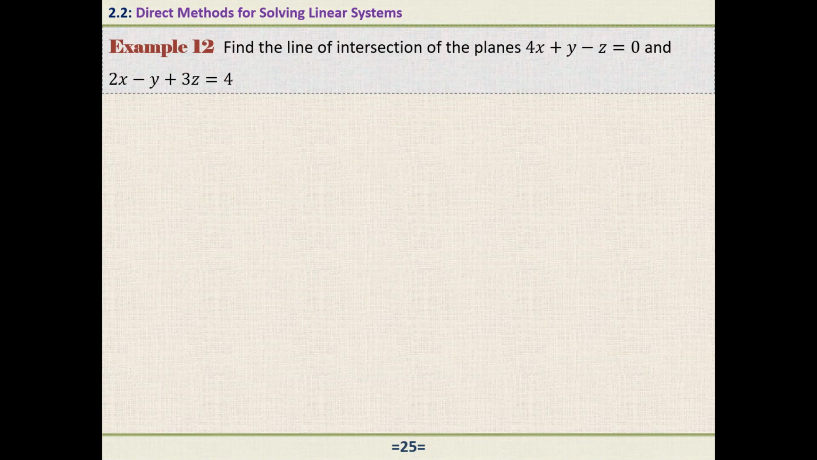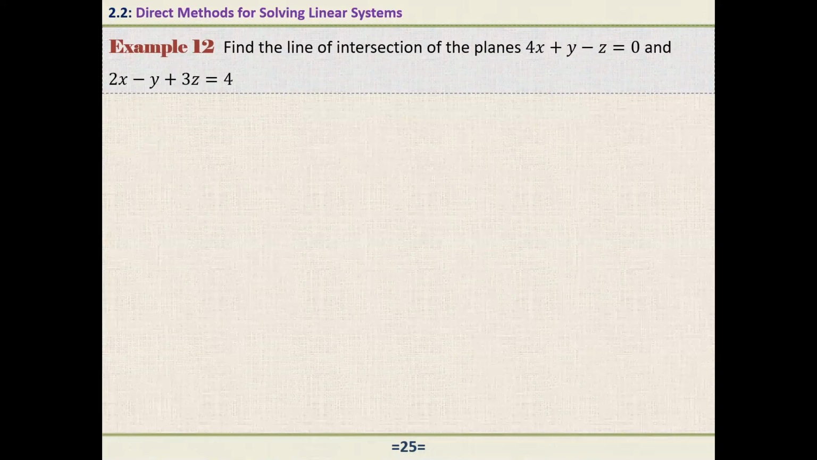So find the line of intersection of the planes x plus y minus z equals 0. That's the first plane, given by this equation. The second plane is 2x minus y plus 3z equals 4. First, observe that there will be a line of intersection since the normal vectors of the two planes are not parallel. The first one is 1, 1, negative 1. The second one is 2, negative 1, 3, right? And these are the normals of the planes.